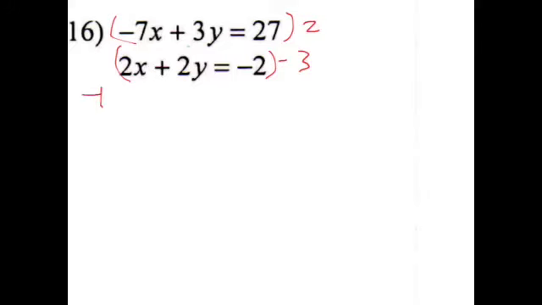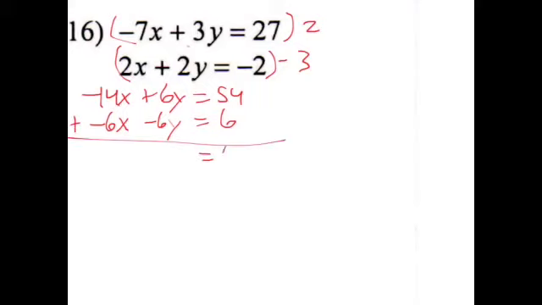So my first one's going to have negative 14x plus 6y equals 54. And my second one is going to have negative 6x minus 6y equals positive 6. And now all I have to do is add my equations together, and I'll get 60 on the right side, 6y and negative 6y add to make 0y. So I'm not going to bother to write that. Negative 14 plus negative 6 is negative 20, and the x goes with it. And then you get x all by itself, so divide both sides by negative 20. You'll get x equals negative 3.